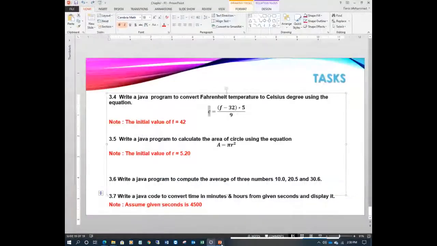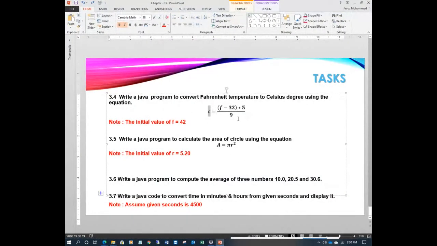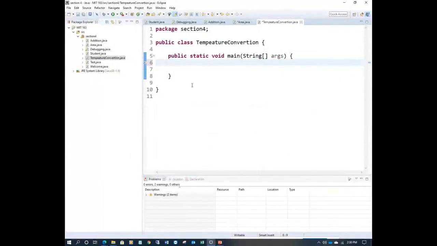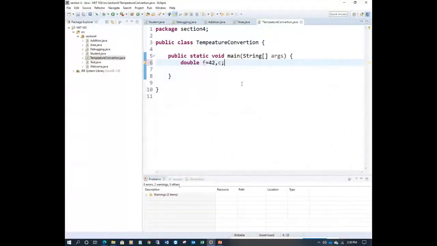So you have to see here the equation, you have two variables, C and F, and this equation consists of divisions. So for temperature we have to use the double data type, right? No need to use integer, because temperature is measured in decimal points, so the value is also in decimal points. So let's write double F, C. Now the given value of F is 42. The initial value of F is 42, already given with this input.